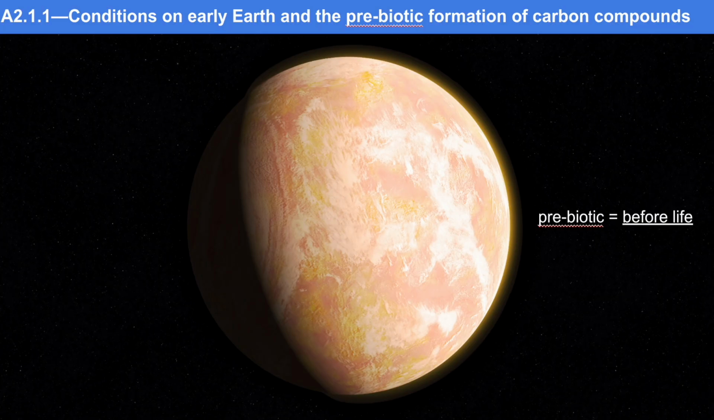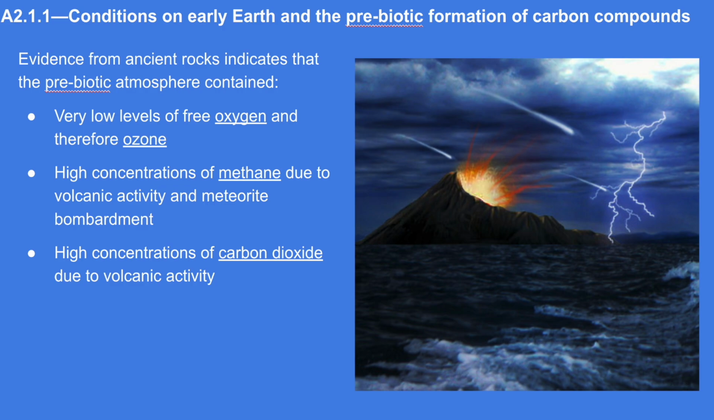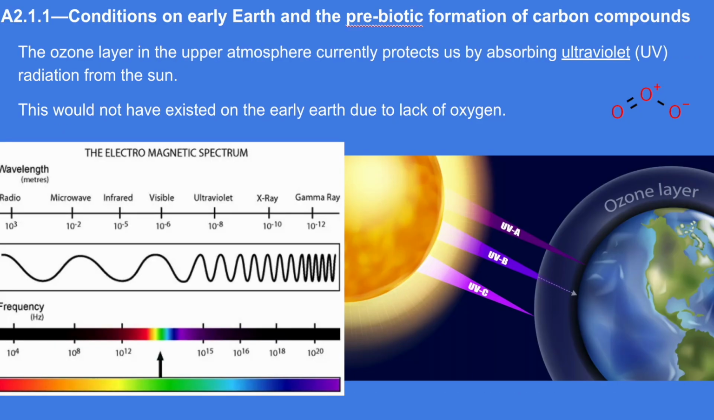Remember that biology is the study of life. Bio means life, so pre-biotic means before life. Now, early Earth conditions were pretty rough. We can look at ancient rocks and determine that the prebiotic atmosphere contained very low levels of free oxygen and therefore ozone, high concentrations of methane due to volcanic activity and meteorite bombardment, as well as high concentrations of carbon dioxide due to volcanic activity.